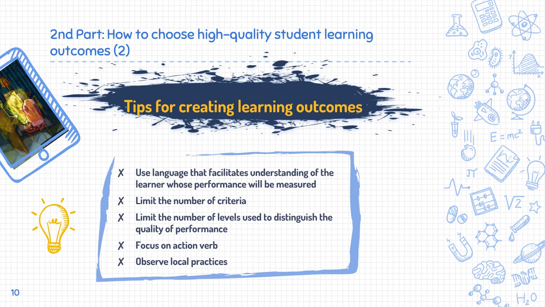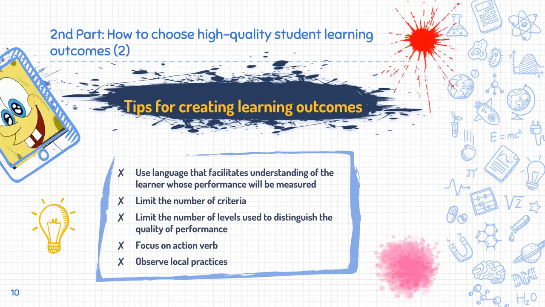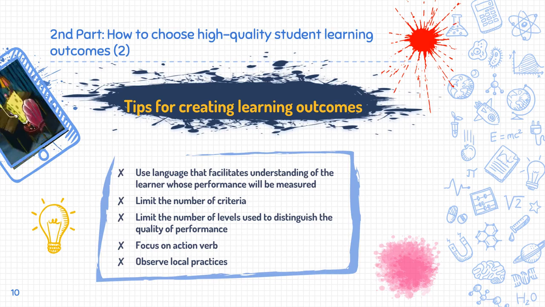When you have to create your own learning outcomes to assess student performance, you should consider the following tips. First, use language that facilitates understanding of the learner whose performance will be measured. Limit the number of criteria on which your evaluation is based to avoid confusion. Limit the number of levels to distinguish quality of performance to also avoid the multiplication of unnecessary and difficult to distinguish levels. Focus on action verbs. Be specific when choosing them. Find verbs such as analyze or evaluate, for which it is easier to provide evidence. Observe local practices and adapt your learning outcomes to the context if necessary.